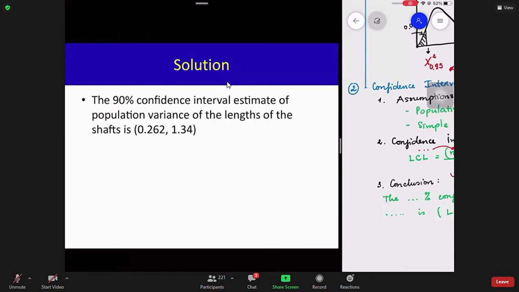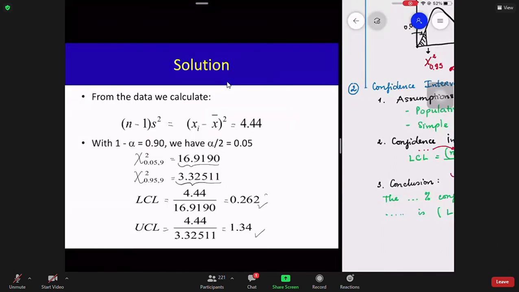And then we have to make the conclusion. We say that the 90% confidence interval estimate of the population variance of the length of the shafts is, and then we put the lower confidence limit and the upper confidence limit. So it's all about checking the assumptions, applying the formula to calculate the confidence interval, and then making the conclusion. I think the solution is given in your slides, so you can just read it for yourself.